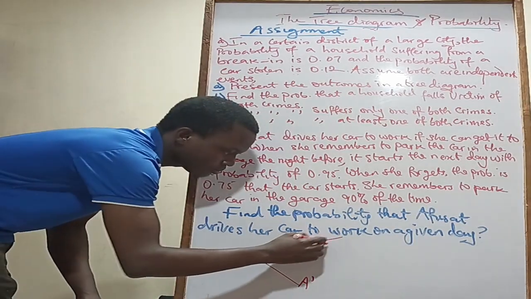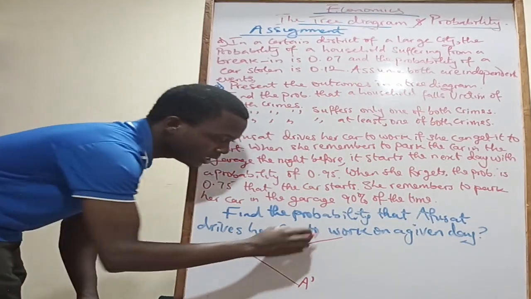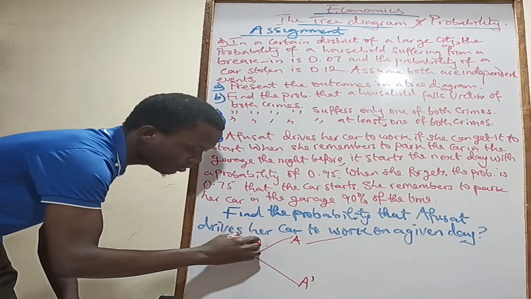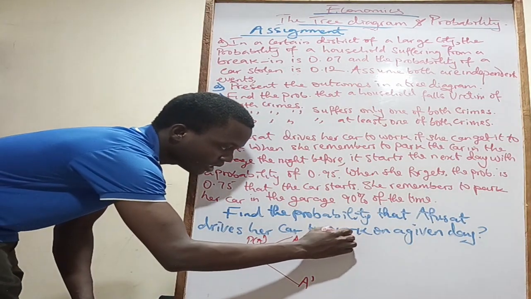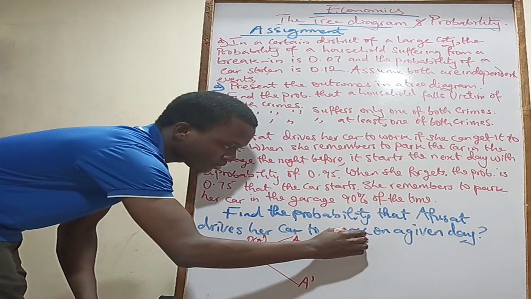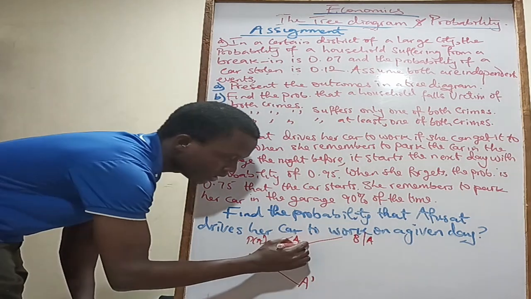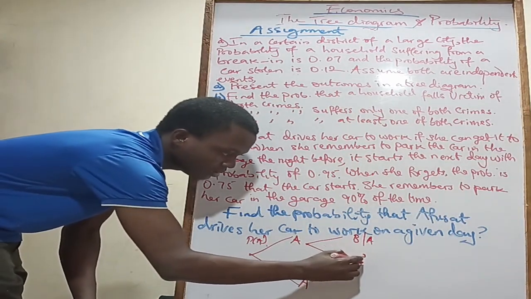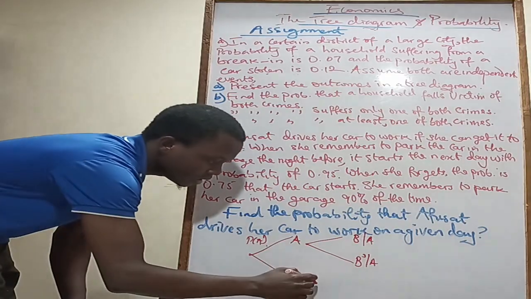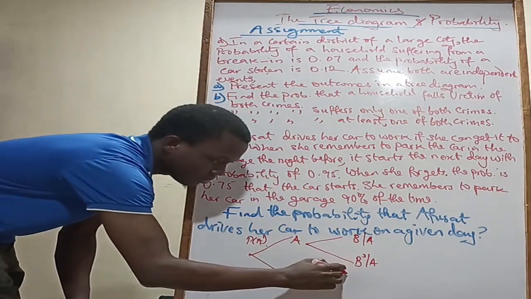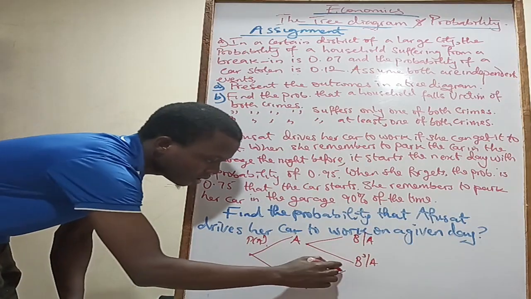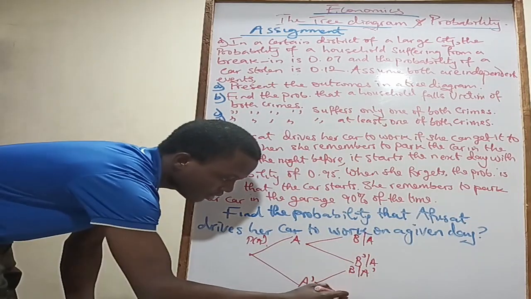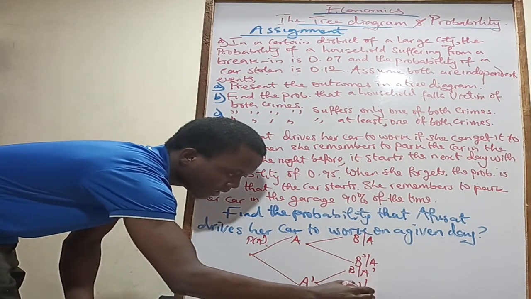Then you have event B if they are dependent events. Event B happening based on event A that has already happened. Here, event B not happening based on event A that has happened. Then here, event B happening based on event A that did not happen. Then event B not happening based on event A that did not happen.